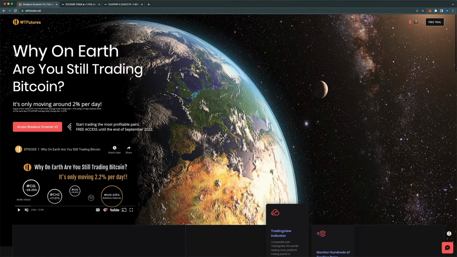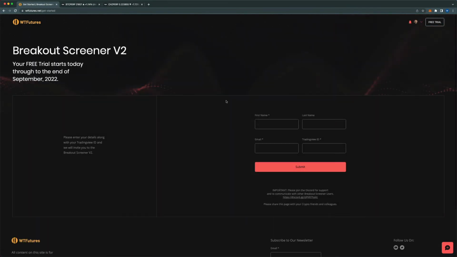So here we go. We arrive at wtfutures.net. We'll click Access Breakout Screener V2, enter your first name, last name, email, TradingView ID, and click Submit. Then as fast as we can, we'll set you up within TradingView, and we'll send you an email as soon as your account's ready to go, which will definitely be within 24 hours, usually within a few minutes, just depending when you get in contact.